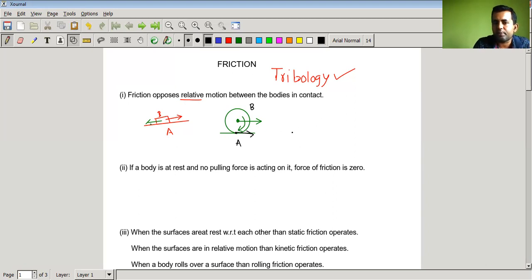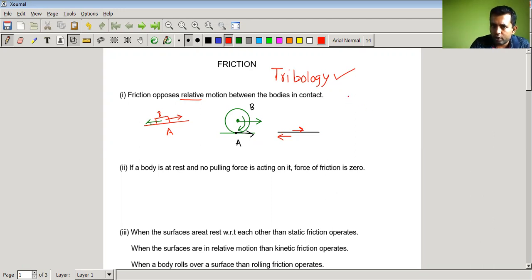Now the same thing happens when we try to walk. We try to push somehow the ground in the backward direction. So we try to push the ground in this direction, right? Somehow. So if there is no friction, you will not be able to walk. So what happens? The ground pushes you in this direction to oppose your relative motion.